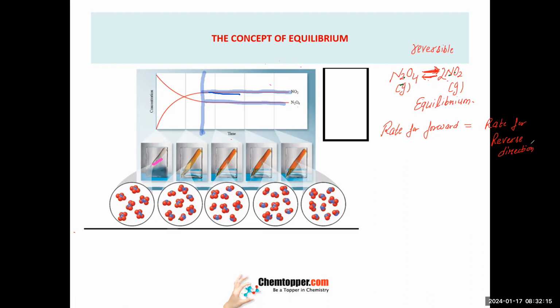Whatever is the rate, Azuni, it can be fast, slow, but the rate is going in both the directions equally. If one molecule of N2O4 is converted into two molecules of NO2, at the same time, two molecules will react to give you one N2O4. These two rates are equal. So that's why it appears that nothing is happening. You feel that nothing is happening because concentrations are not changing. But the reaction is still going on, equally in both the directions.